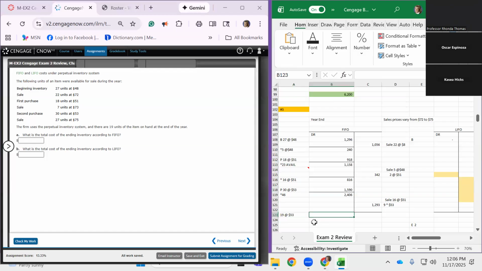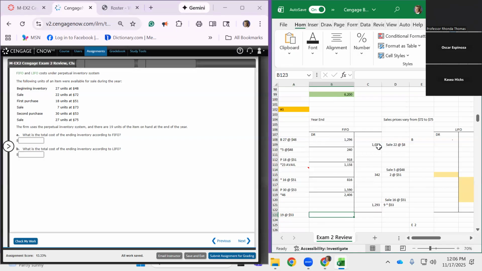So if you're using first in, first out, all you really have to do is say, well, how many do we have at the end? Well, we have 19. Well, 19 left over fits into this last purchase here. Yep, 19 goes into 30, right? And so we have 19 at a cost of 53. So that is your ending inventory for first in, first out.